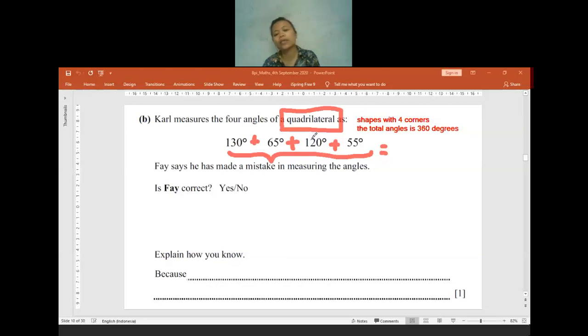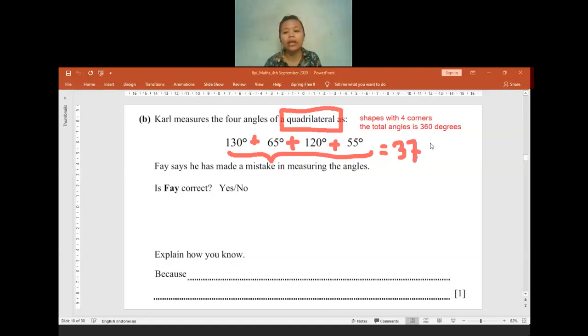One angle is 130 degrees, the next angle is 65 degrees, the other angle is 120 degrees, and the last angle is 55 degrees. After adding, 70 plus 50 is 120, 120 plus 120 is 240, plus 30 is 270, 370. So the total here is 370.